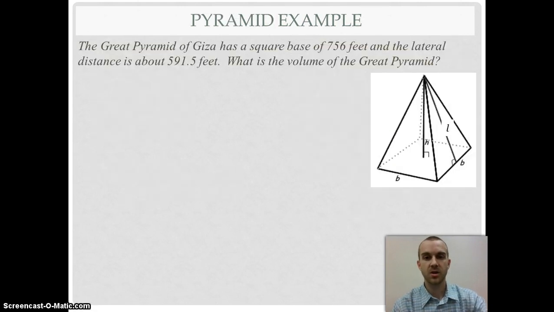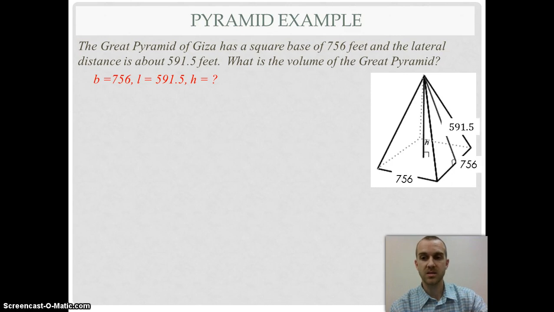Now let's look at the pyramid in a specific example. We know the Great Pyramid of Giza has a square base of 756 feet and a lateral distance of about 591.5 feet. And I want to know what's the volume of the Great Pyramid. Now, first we have to label what we know. We know the bases and we know the lateral distance. Okay, lateral distance is right here. It's that slant height.